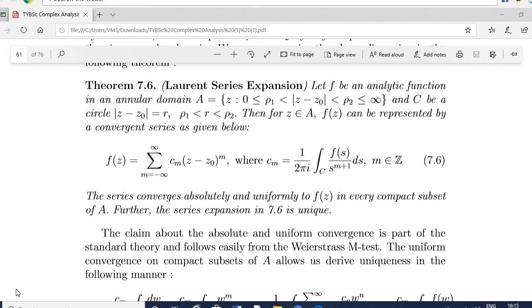That is, f(z) equals the summation of c_m (z minus z naught) to the power m, where m ranges from minus infinity to infinity. When you learned the Taylor series expansion, you must have observed that the series starts with coefficients c_m (z minus z naught) to the power m, where m is from 0 to infinity. Whereas in the Laurent series, you get negative powers of z minus z naught as well. So in this Laurent series, you get an expansion of this form, the summation from minus infinity to infinity.